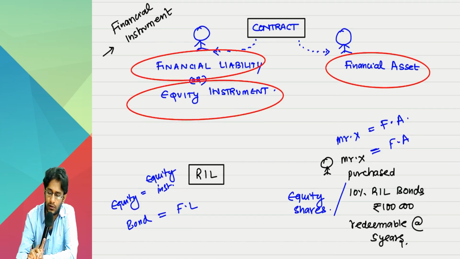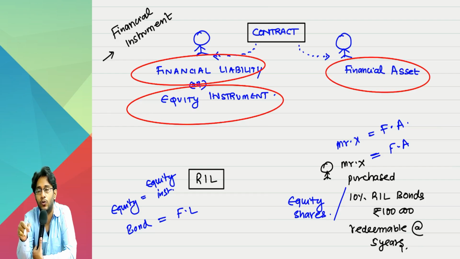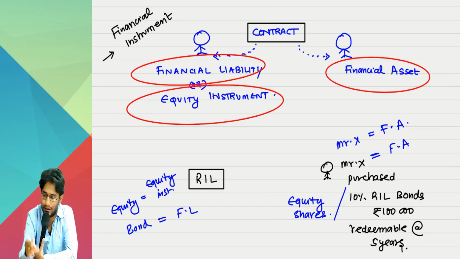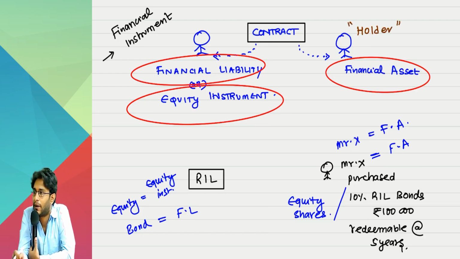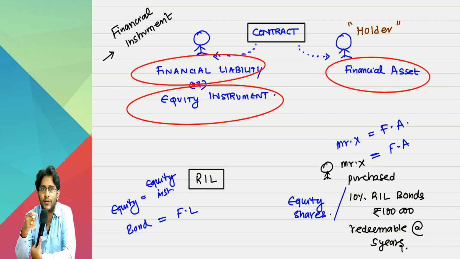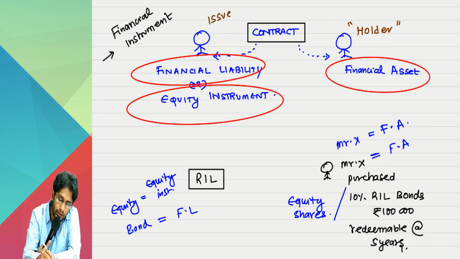Now, although the standard does not directly define this, I am telling you, the party to whom the contract becomes a financial asset is called the holder. I am not talking about the holder of a call option or put option, not that. Generally, he is holding a bond, or he is holding an equity share. He is holding a right to collect cash flows. That's why we are calling him the holder. And the person to whom the contract is a financial liability or an equity instrument is referred to as the issuer entity.